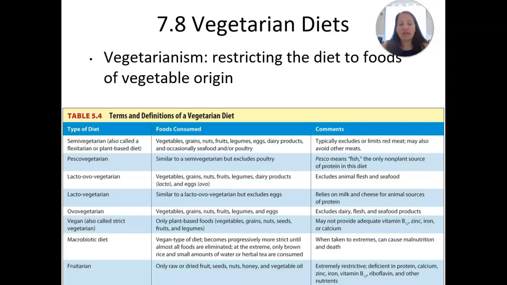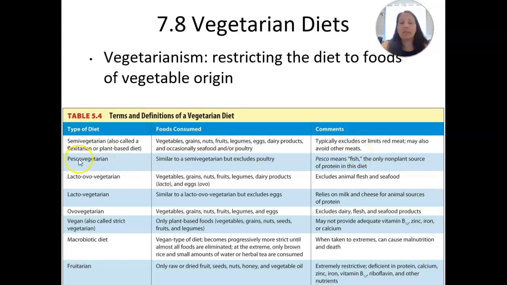Vegetarianism is the restricting of the diet to foods of vegetable origin. And there's all different types of vegetarians. Okay, so let's look at this list. Individuals who are semi-vegetarian, which is also called flexitarian or plant-based, they're going to eat vegetables, grains, nuts, fruits, legumes, eggs, dairy products, and occasionally seafood and or poultry. Okay, so what does it limit? It limits or excludes red meats, and individuals following this type of diet may also exclude other meats.